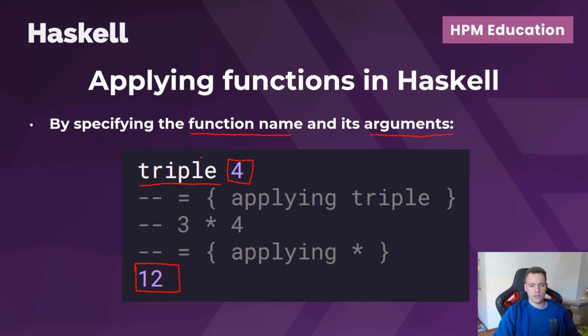First there is a triple function, so it is a function that is being applied to the argument 4, and then it reads from the function body, which is 3 times x. It replaces the x with the 4, and then the multiplication operator is also a function. So then it applies 3 multiplied by 4 and finally produces the result 12. This is how we apply functions in Haskell, by specifying the function name and using the argument we want to apply it to.